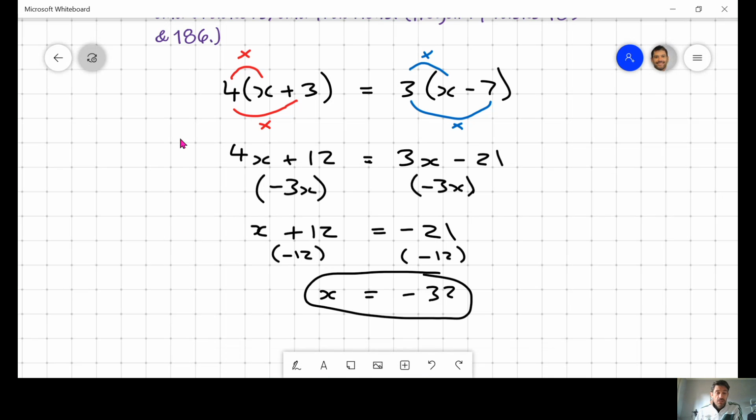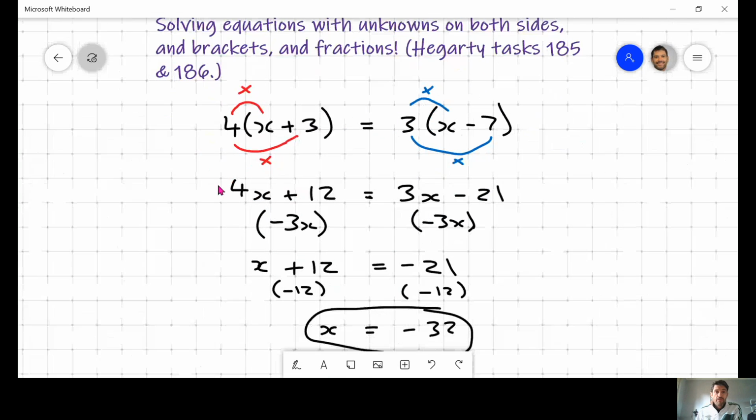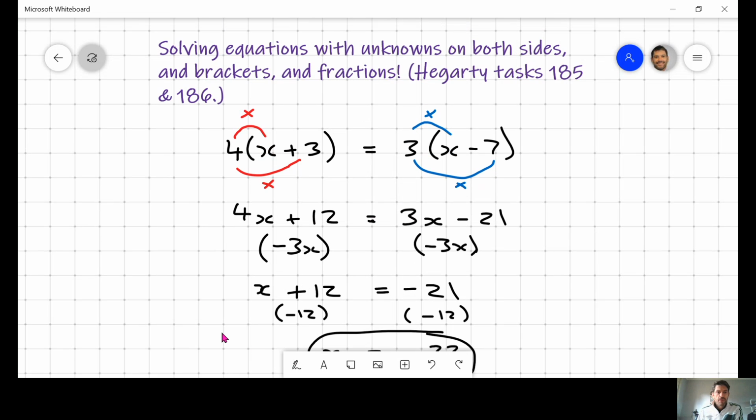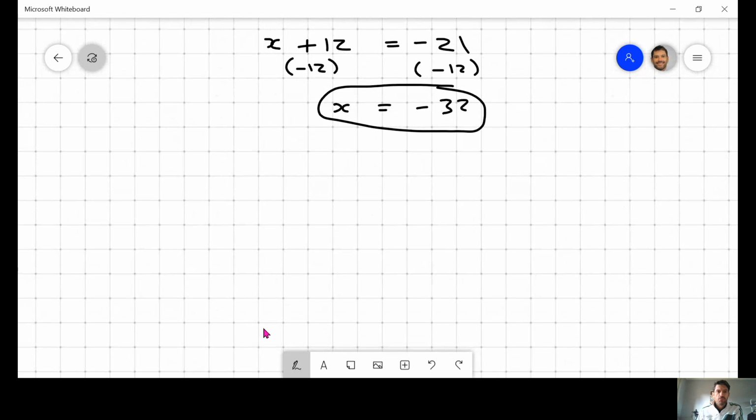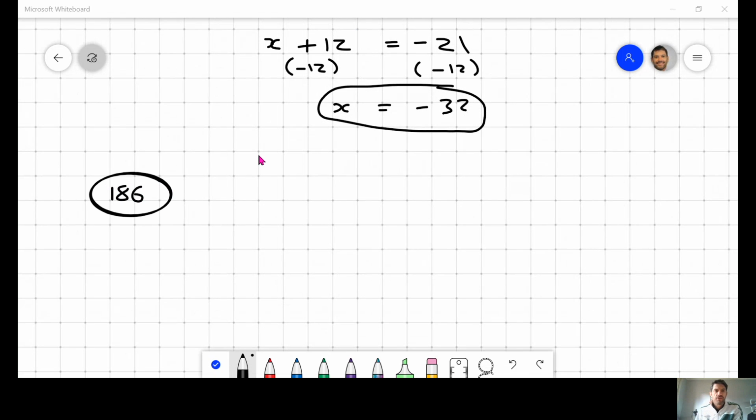So I think that's as hard as they get on task 185, to be honest, brackets on both sides. If in doubt, just expand the brackets first and then you are faced with a standard, albeit unknowns on both sides, equation to solve. Okay, so that's 185. If we have a look at task 186, these fractions get meaty. So I just have a butcher's at 186.